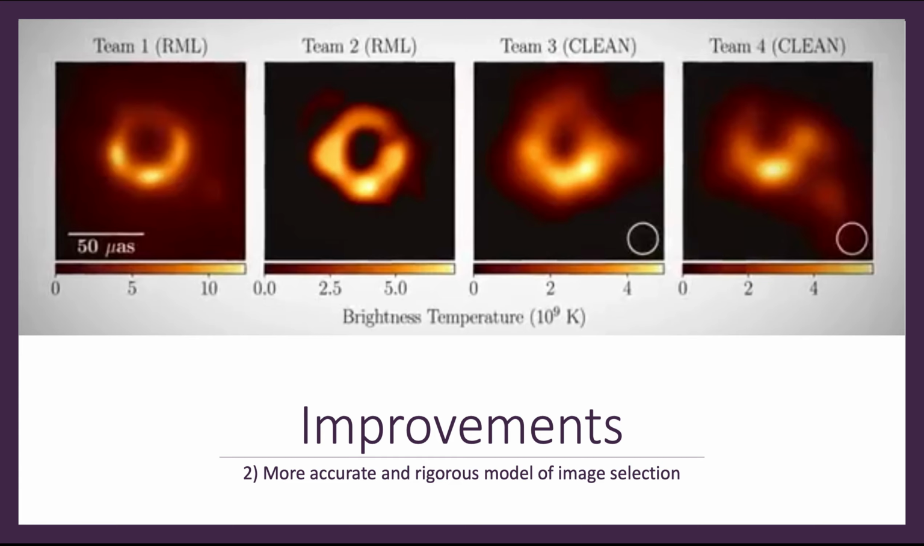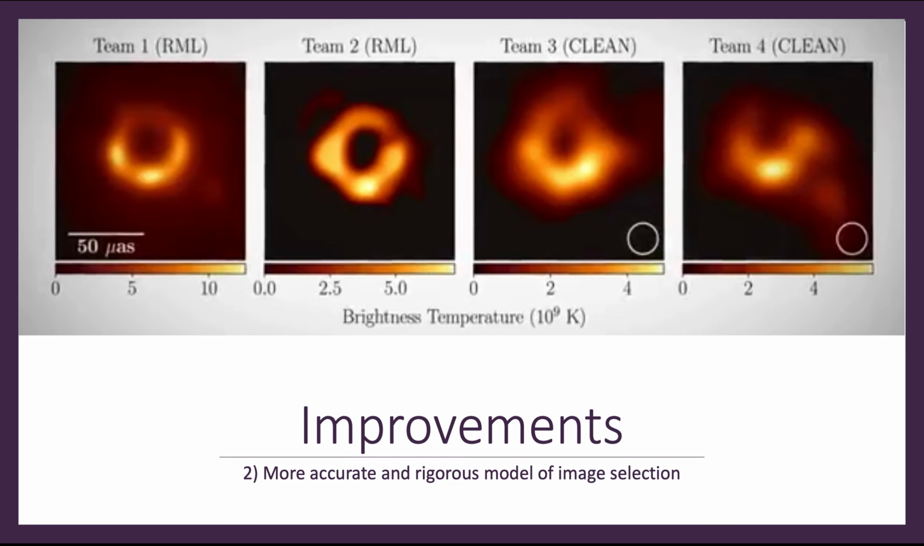And the second improvement is that we can use a more accurate and rigorous model of image perception. That is to say, we cannot simply base it on Einstein's theory. Originally, there were 1,000 pictures taken of the black hole. And what if Einstein's theories are wrong?